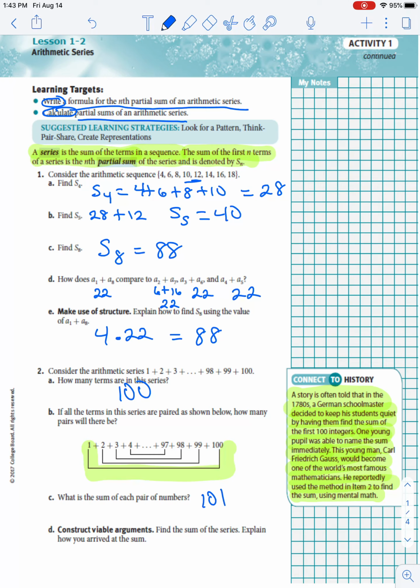Okay, how many pairs of numbers are there? Well, if there's 100 numbers, that means there's 50 pairs. So we could actually find the sum of the first, and this is what little Carl did. He was like, oh, it's just 50 times 101, which is pretty easy to do. 5,050. That's the sum of the first 100 integers.